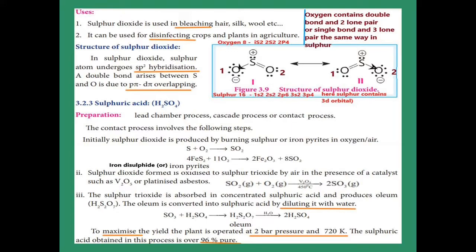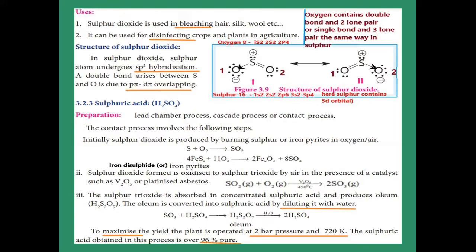In the second step, sulfur dioxide is again reacted with oxygen in the presence of vanadium pentoxide or platinized asbestos. It gives sulfur trioxide. Then in the third step, the sulfur trioxide is absorbed by concentrated sulfuric acid. It gives H2S2O7, which is called oleum. Again that oleum is converted into sulfuric acid by adding water. We get 2 moles of sulfuric acid.